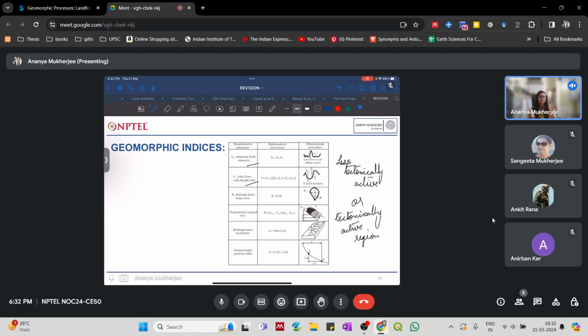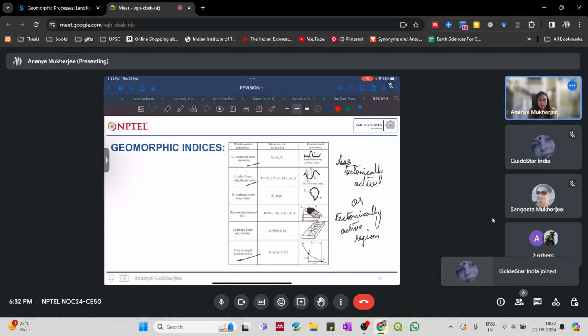So this is just a summary of all. To understand each of them separately, I will refer to the slide numbers and the week in which this was taught. Okay, and mostly then you have the stream length gradient index. These three were mostly explained during the weekly content also.